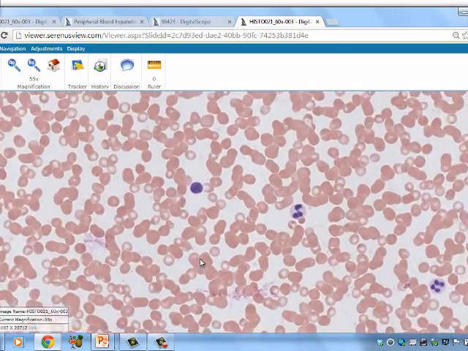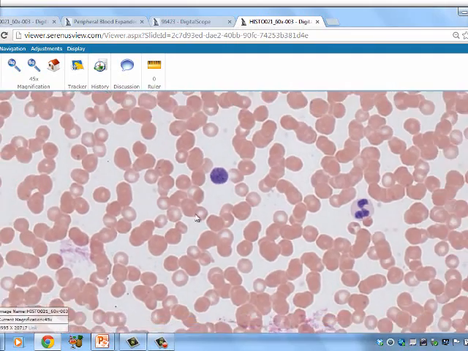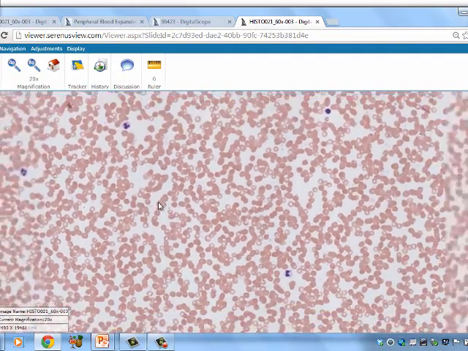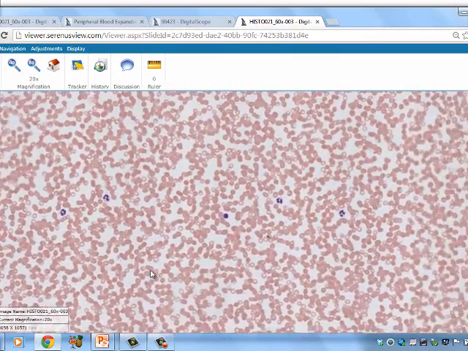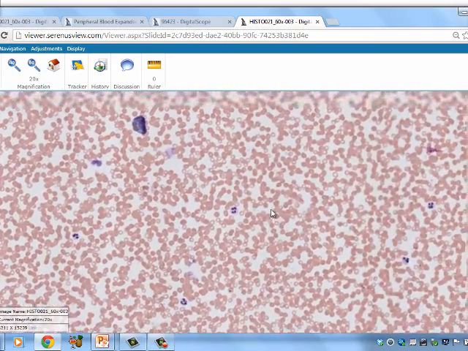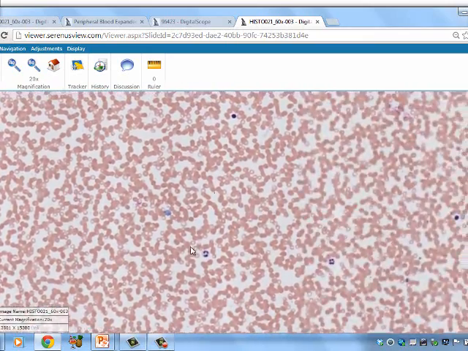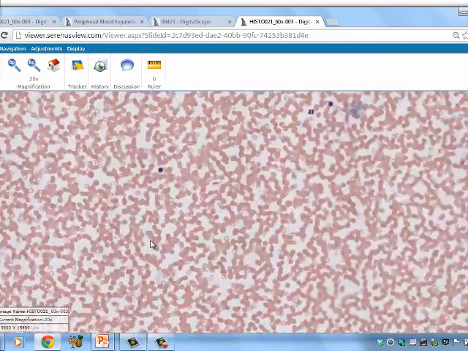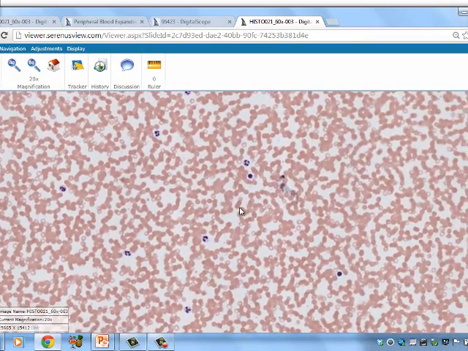Okay, this guy is kind of a big cell here. This is probably a basophil that we see there. I'm trying to find a monocyte. I haven't seen any, and I probably will not be able to come up with one in the amount of time that we have here.